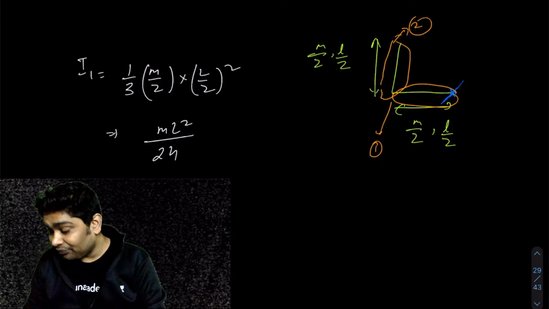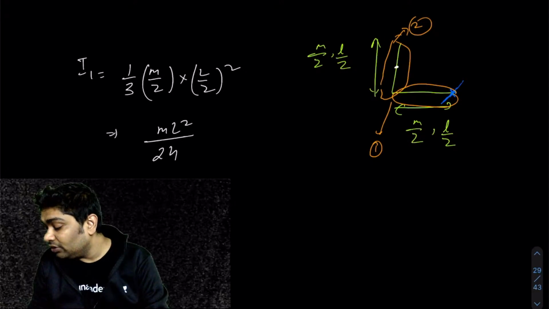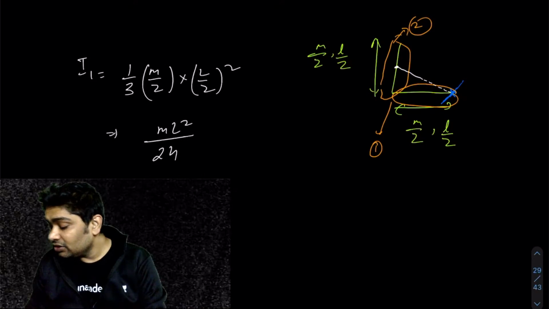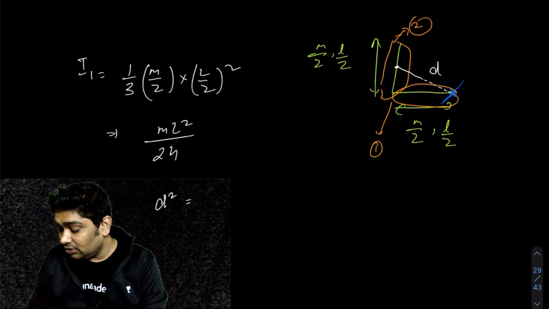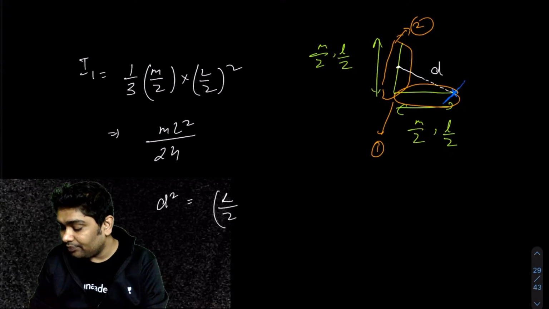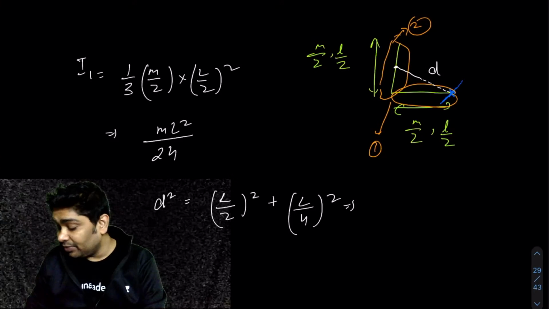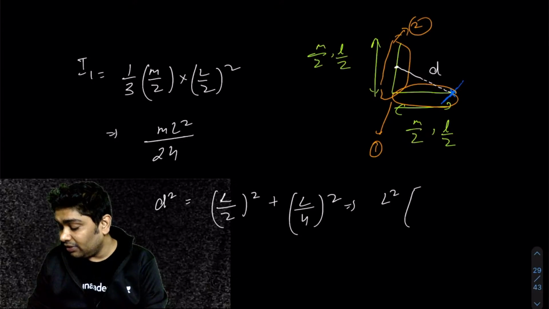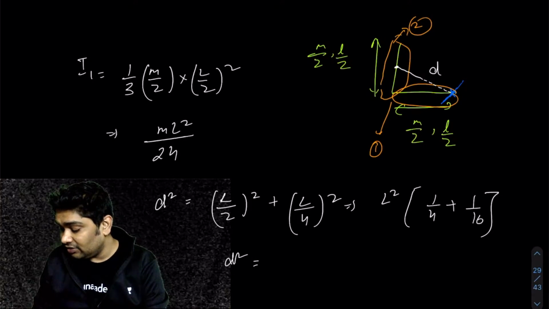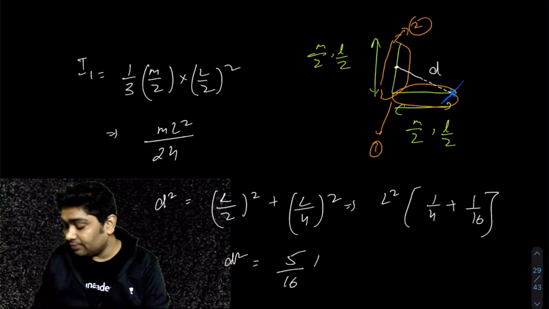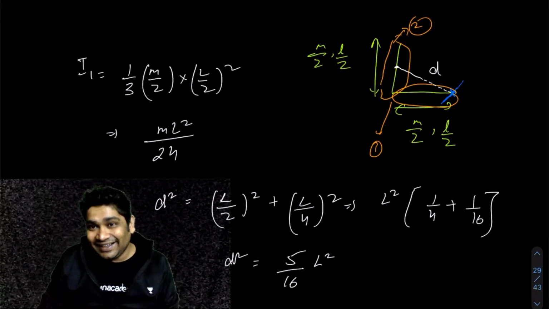Now let's talk about I2. For this, I know the moment of inertia about an axis passing through the CM. And all I need to do is find this distance d. So can I say that d square would be equal to (L/2) whole square plus (L/4) whole square? So d square would be essentially L square times (1/4 plus 1/16). That is, d square is 5/16 L square, correct? Pythagoras theorem.